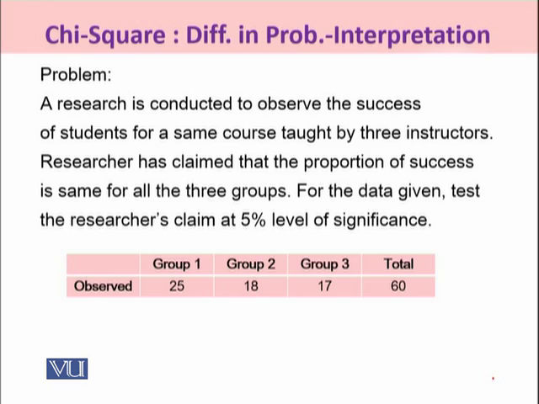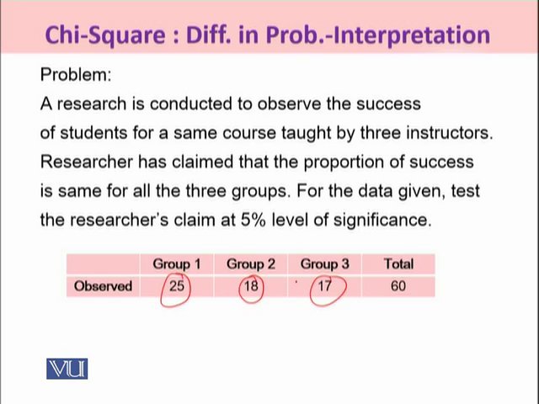So I will be reading this problem for you. The problem was: research is conducted to observe the success of students, where success of the students is the variable of interest, for the same course taught by three instructors. The researcher has claimed that the proportion of success is the same for all three groups. For the data given, test the researcher's claim at 5% level of significance, where you can observe that the different counts for group 1, group 2 and group 3 are given to us.